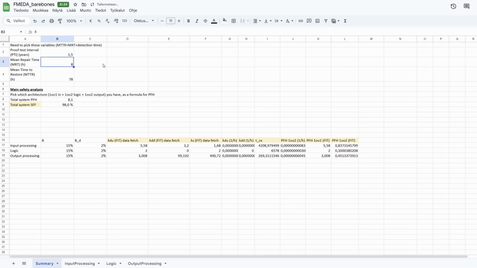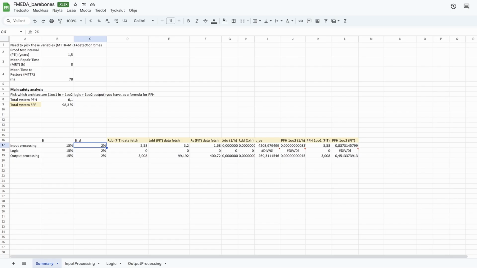Then you need to give them the mean repair time, time to restore. And for each subsystem, we are going to have a beta factor which relates the dangerous undetected failures to common cause failures. And then there's also the detected ones, but this has little to no effect.